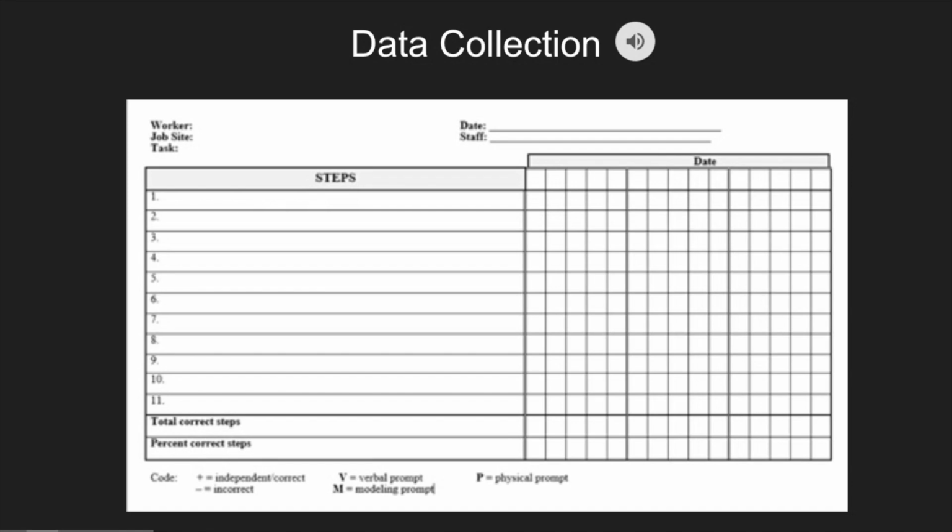Another important thing to have on here are the codes. So if the student does it independently or correctly, that's a plus sign. Incorrectly is a minus sign, and then you have all those extra little components in there, such as a verbal prompt, modeling prompt, and a physical prompt. So again, really simple data collection piece, and it can actually tell you a lot.